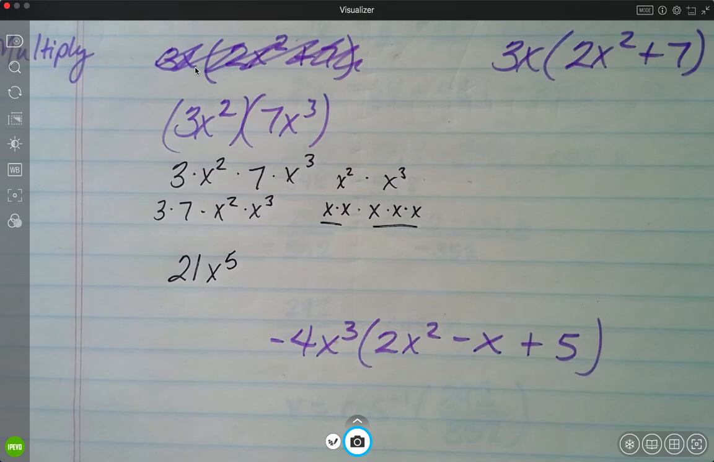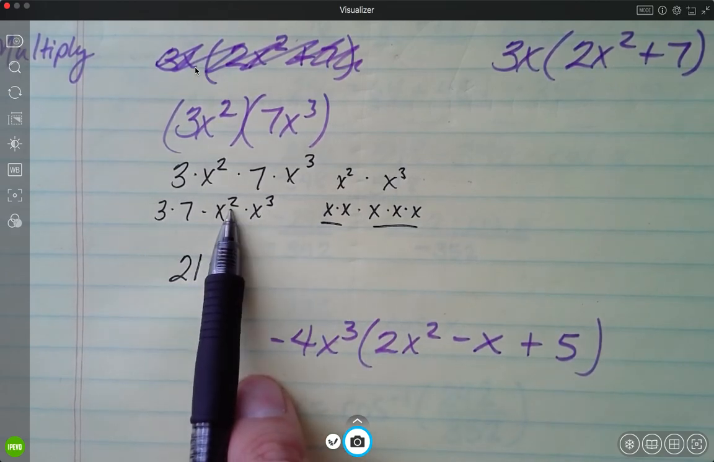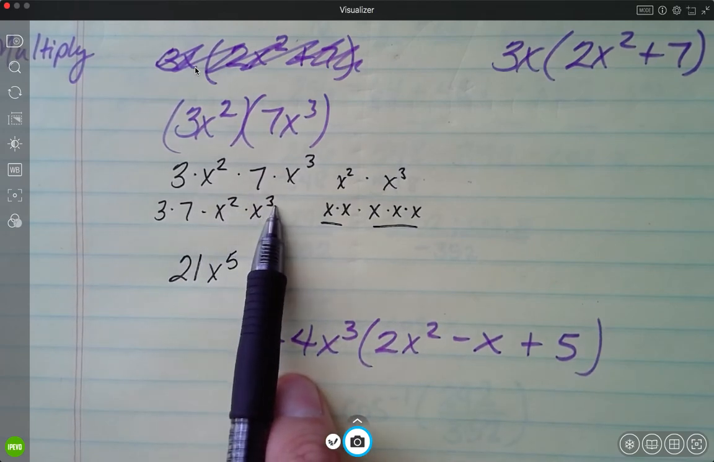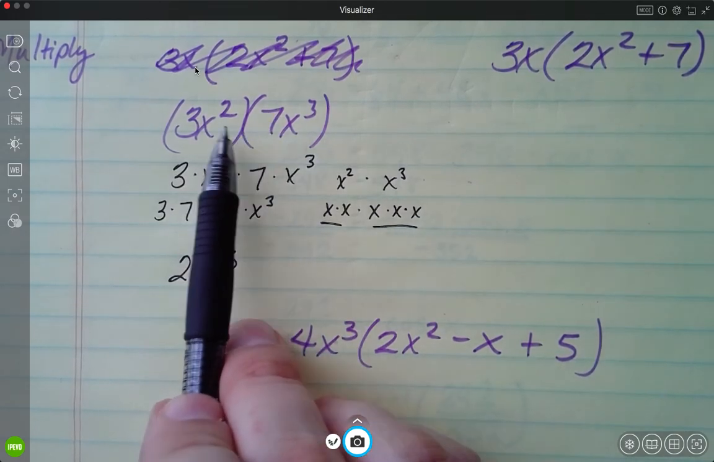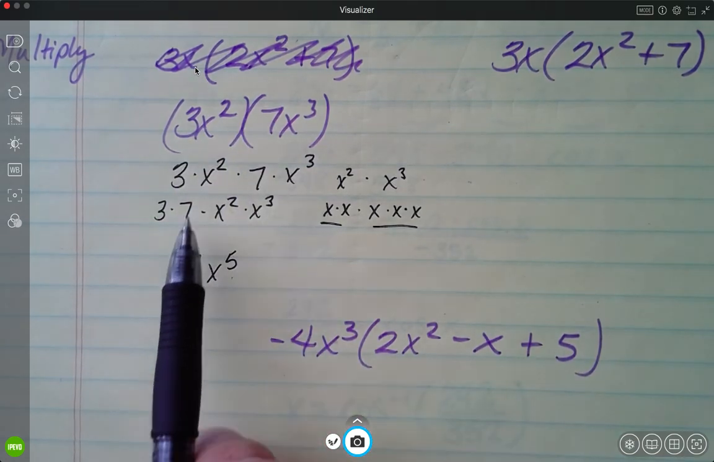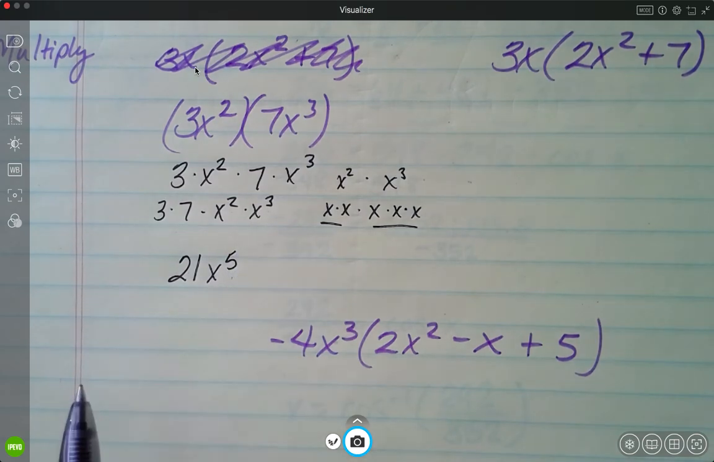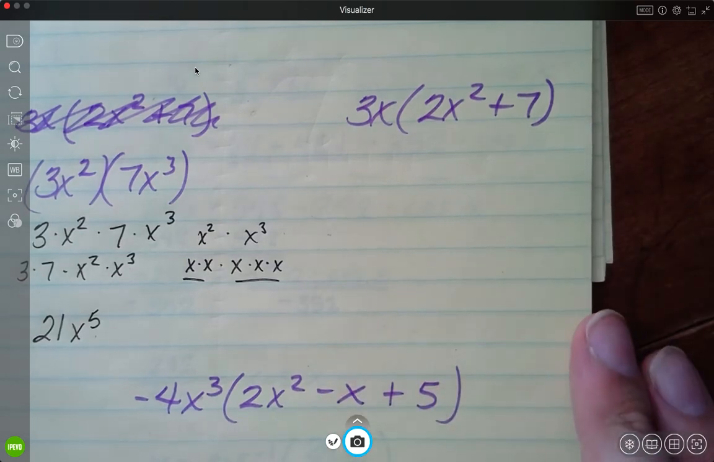So the property then for those exponents is I can just add the exponents when they have the same base. So when I'm multiplying two powers, I'm just adding the 2 and the 3, the exponents, to get my new exponent. Okay? So if I go back to the top there, pretty straightforward. 3 times 7, 21. X squared times x cubed, add my exponents because I'm multiplying, I end up with x to the 5th. So you'll be asked to multiply some monomials together.